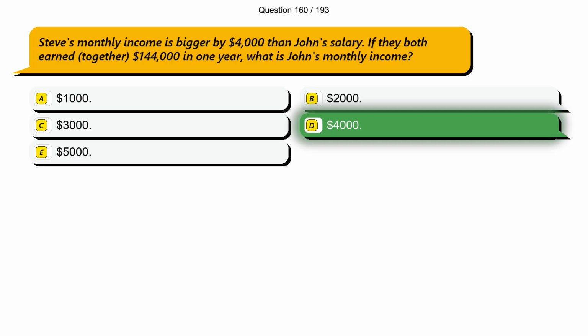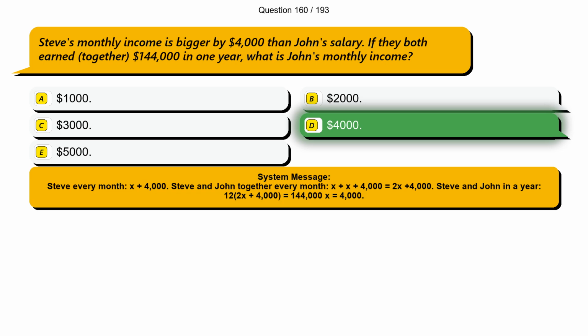The correct answer is option D, $4,000. Steve every month x + 4,000. Steve and John together every month x + 4,000 + x equals 2x + 4,000. Steve and John in a year, 12 times (2x + 4,000) equals 144,000, so x equals 4,000.